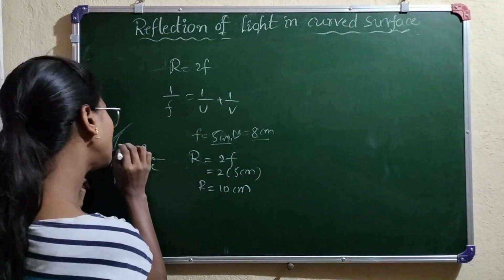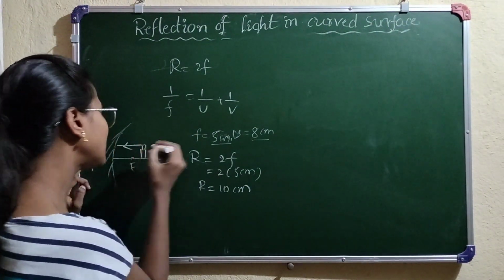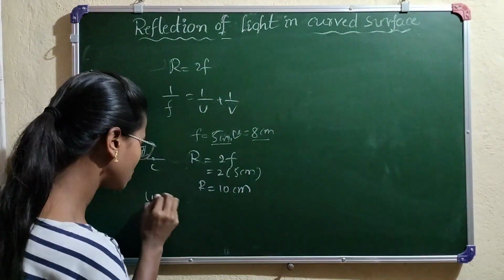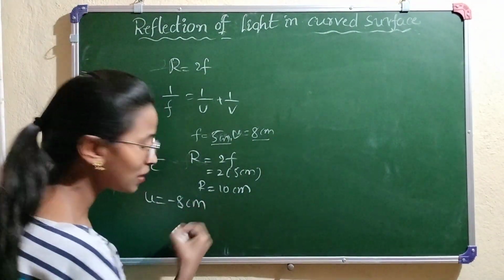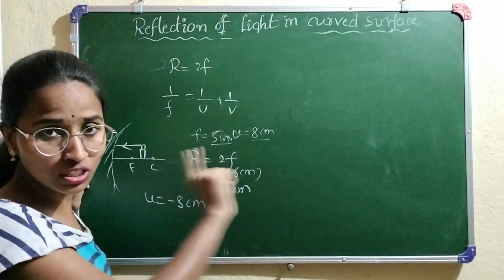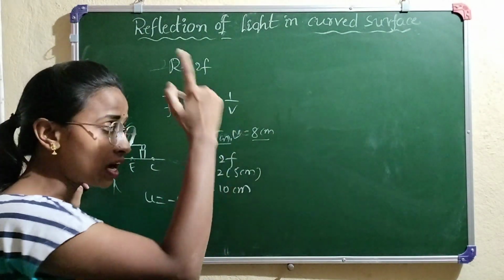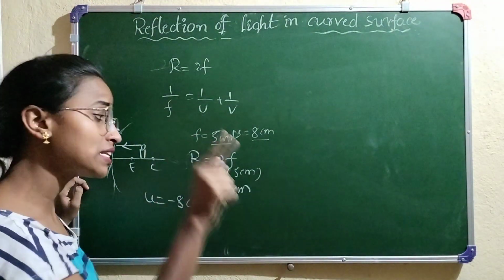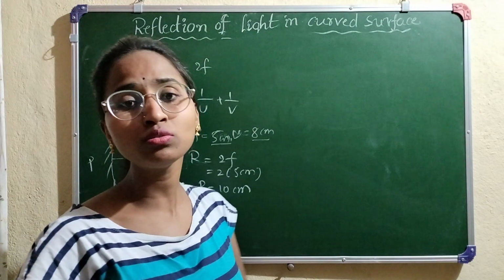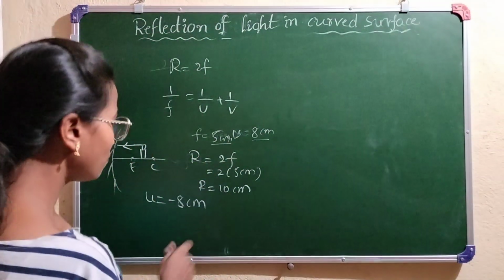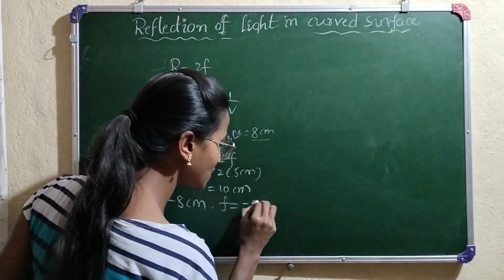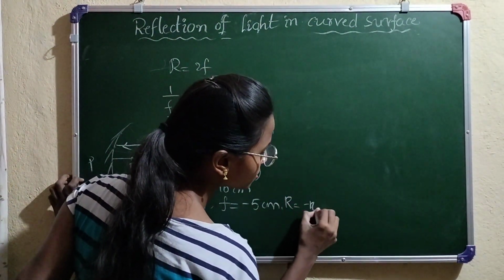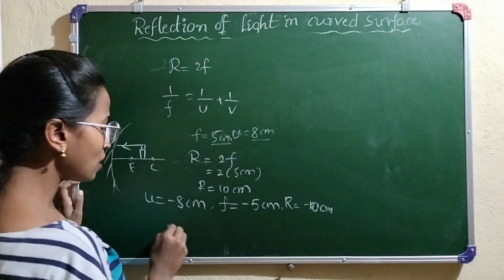Here the incident ray is in this direction. We are measuring the u in the opposite direction, which means object distance we have to take as minus 8 centimeters. In the problem they may not give you minus and plus. They will give only positive values, but afterwards you have to apply sign convention and solve the problem. Am I clear? Now focal length is also minus 5 centimeters, and in the same manner R is equal to minus 10 centimeters. Am I right? So now what are they asking?